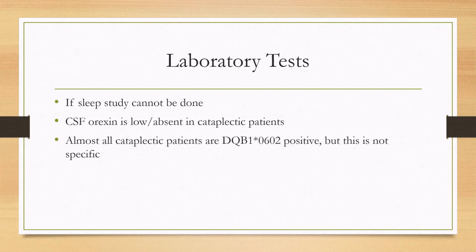Laboratory tests can be done if the sleep study cannot be done, such as, for example, if someone is not able to stop their antidepressants, then sometimes these ancillary tests can be helpful. So CSF orexin is low or absent in cataplectic patients. And almost all cataplectic patients also have the HLA-DQB10602 mutation. However, note that this is not specific.